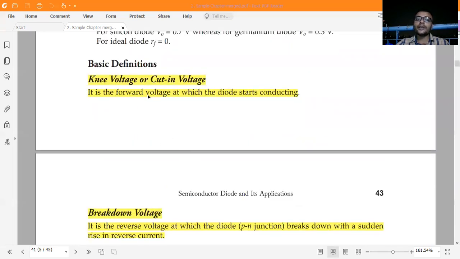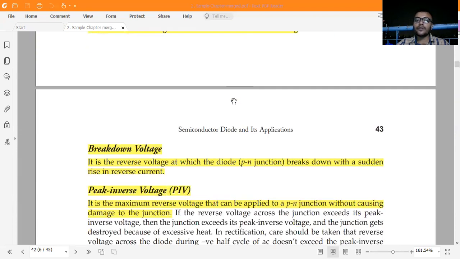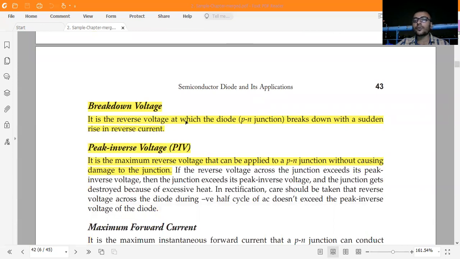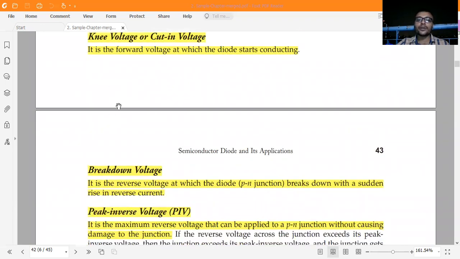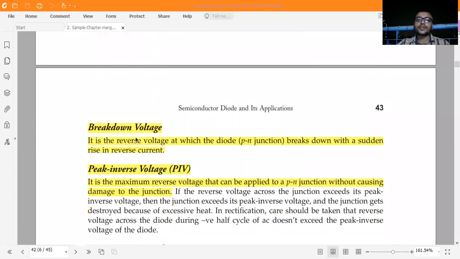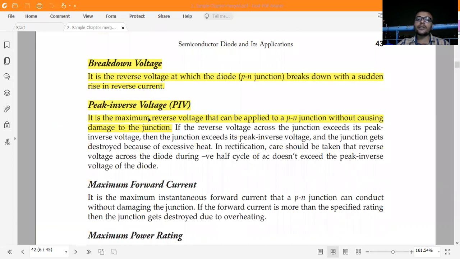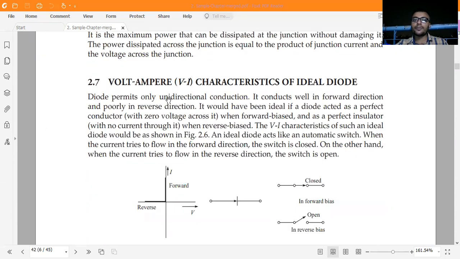What is knee voltage? It is the forward voltage at which a diode starts conducting. Breakdown voltage is the reverse voltage at which the PN junction breaks down with a sudden rise in reverse current. So we have to take care of the knee voltage and the breakdown voltage concepts. And what is peak inverse voltage? It is the maximum reverse voltage that can be applied to the PN junction without causing damage to the junction. How much maximum voltage you can apply without damaging the circuit? That is defined as the peak inverse voltage.